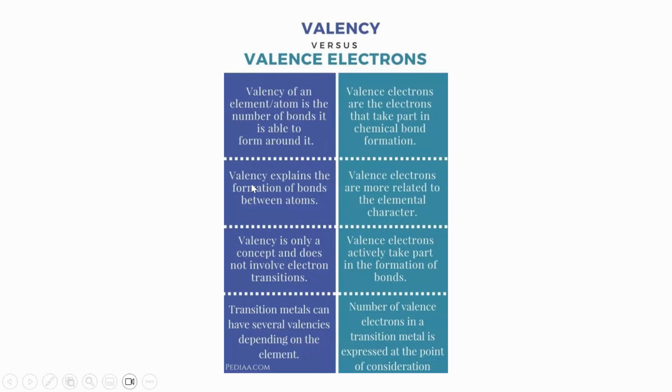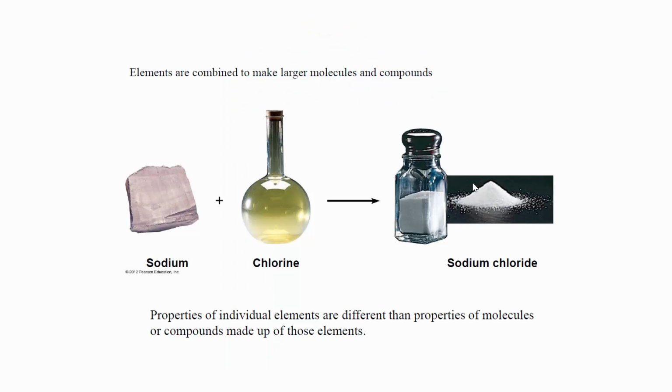The valency number explains the formation and the number of bonds that are formed between atoms. These electrons, the valence electrons, are related to how the atoms interact with other atoms. So what we're going to look at next is how atoms of 2 different elements join together to form compounds or molecules.